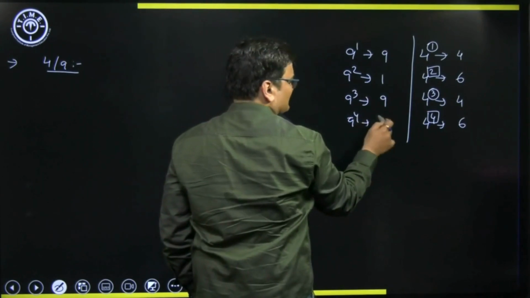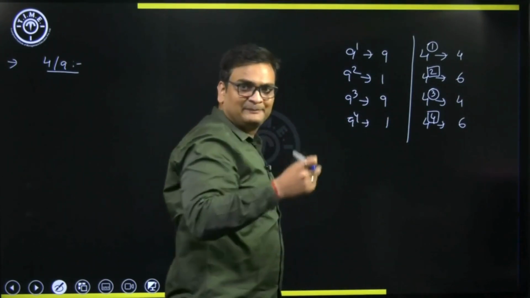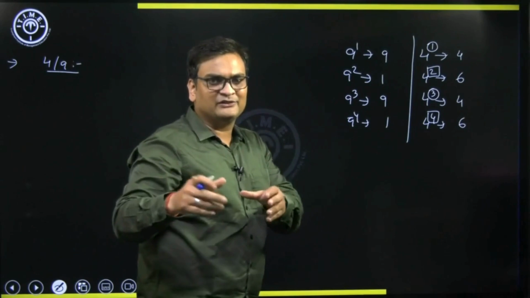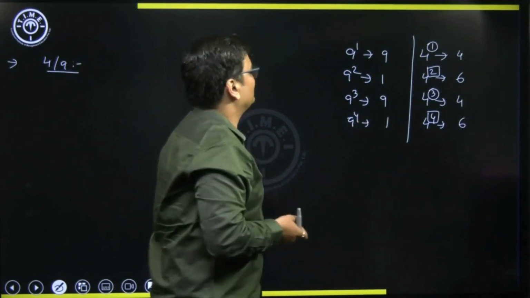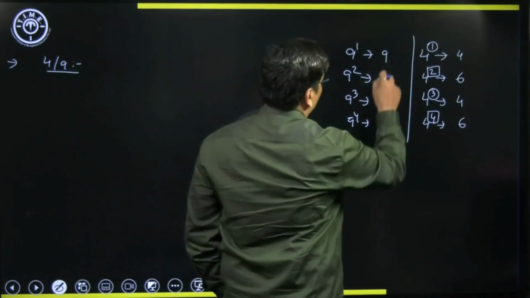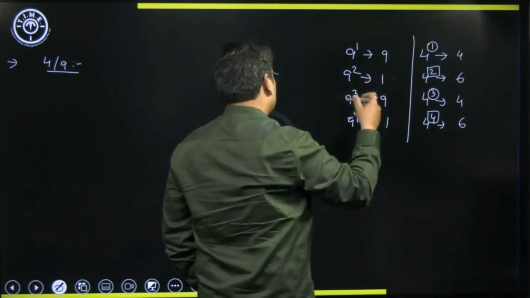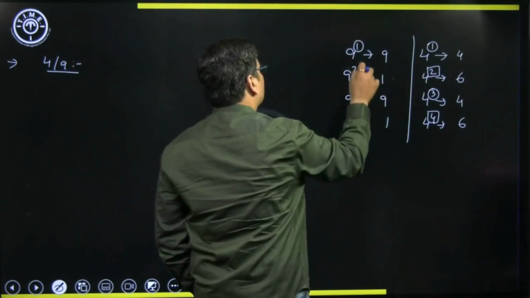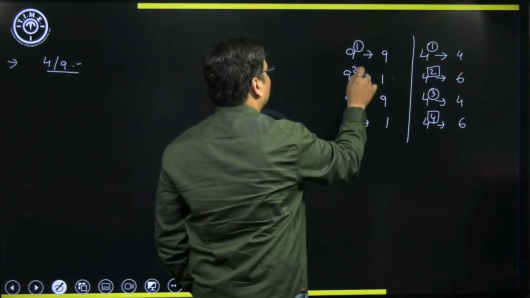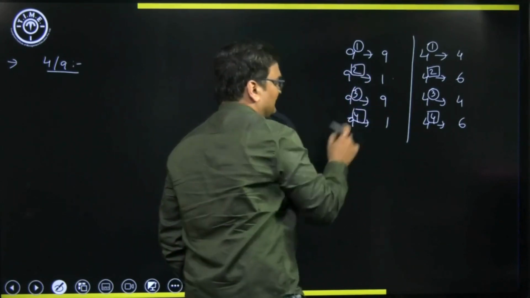9 power 4 is 6561, it ends with 1 again. Anyways, you need not remember the values, I am just letting you know 9 power 4 is 6561. So here also we can notice that the pattern is of 9 and 1. So again, odd powers it is 9, even powers it is 1.